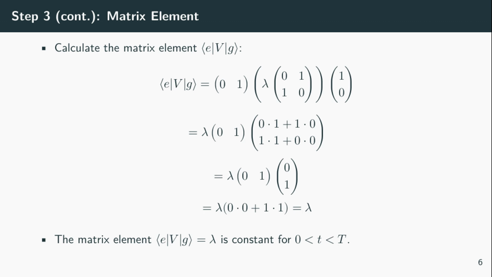Now we multiply the row vector (0 1) by the column vector (0 1). 0 times 0 plus 1 times 1 is 1. So the matrix element bra e V ket g is equal to lambda. This value is constant for the time interval from 0 to t.